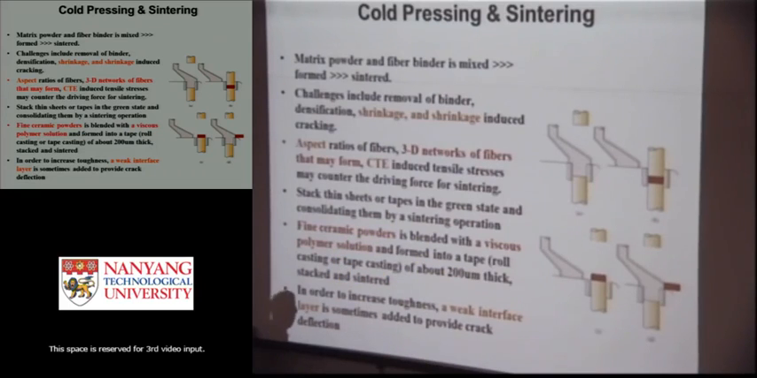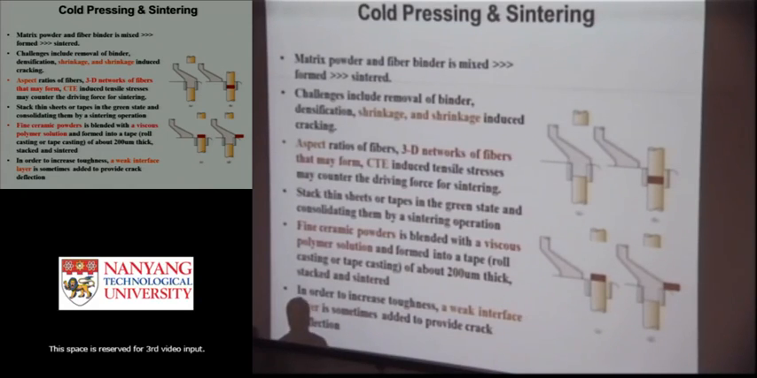So another thing that we talk about is the weak interaction. This is also very important. For example, if you do the layer by layer, okay, and you put all the things together, if the interaction is very weak, then two layers maybe can be easy to peel off, okay.